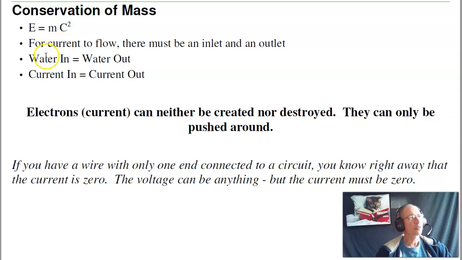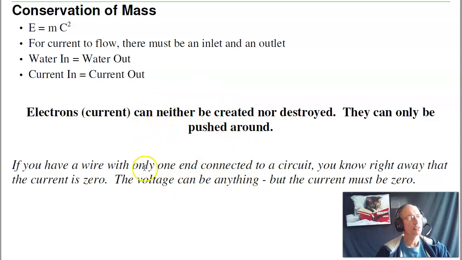For water flow, the water in equals water out. I can't create or destroy water. For electricity, current in equals current out. Or, as my physics prof back in high school used to say, electrons can neither be created nor destroyed. They can only be pushed around. If you have a circuit, I'll be pushing the electrons around. However, they're never created, never destroyed, just moved around the circuit.